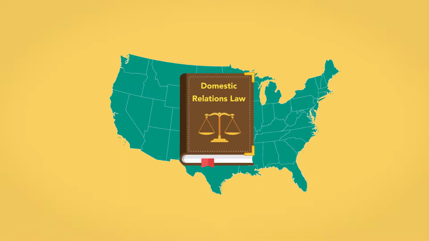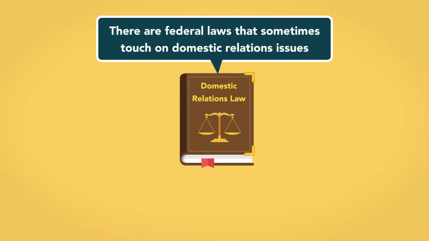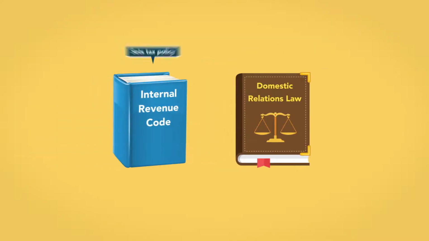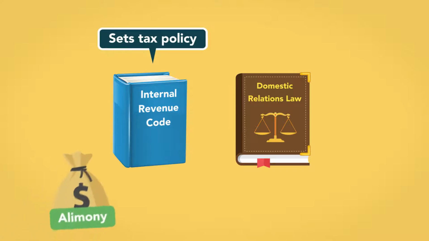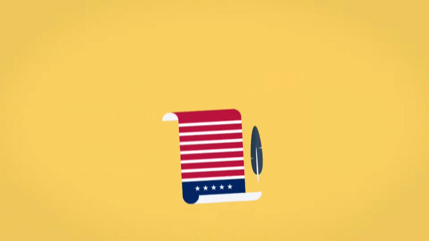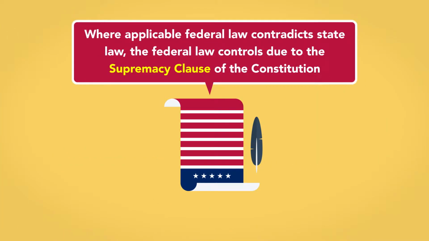Although domestic relations laws are typically reserved to the states, there are federal laws that sometimes touch on domestic relations issues, including the Internal Revenue Code, which sets tax policy for payment of alimony and child support and provides many marriage benefits. Moreover, it must be noted that where applicable federal law contradicts state law, the federal law controls due to the Supremacy Clause of the Constitution.